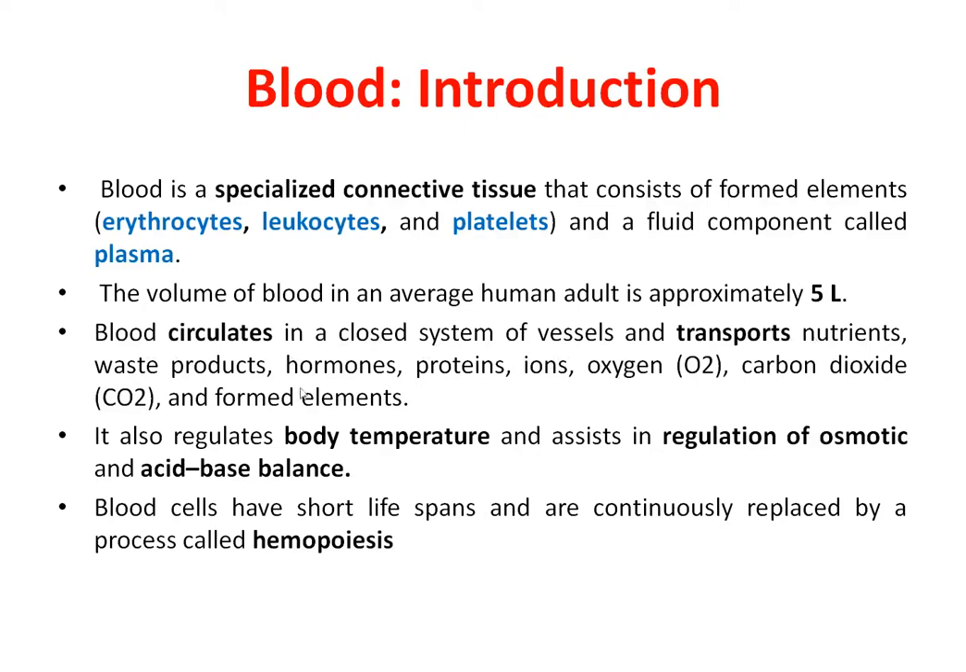It transports nutrition, waste products, hormones, proteins, ions, oxygen, carbon dioxide, and formed elements. The other functions of blood are regulating body temperature and assisting in regulation of osmotic and acid-base balance. The blood cells have a short lifespan and are continuously replaced by a process called hemopoiesis. Hemo means blood in Latin, and poiesis means formation of blood cells to renew the aged blood cells.